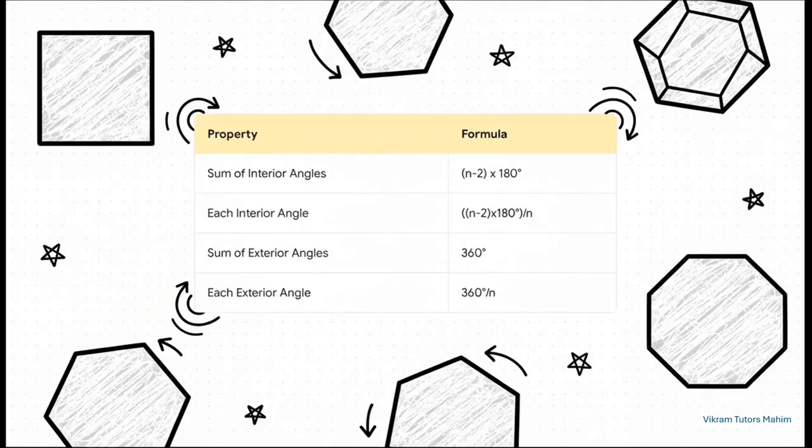Because all the angles are identical, we can figure out the size of just one of them. We still find the total sum, that's n minus 2 times 180, but then we just divide that total by the number of angles, n, and boom, you know the size of each interior angle. And for the outside, even easier. It's just 360 divided by n for each exterior angle.